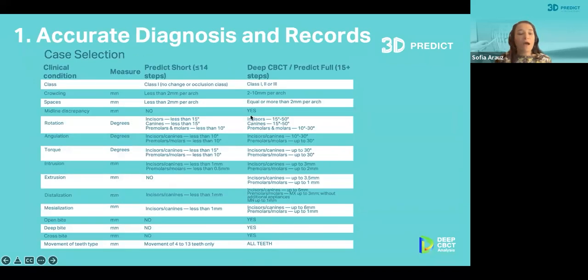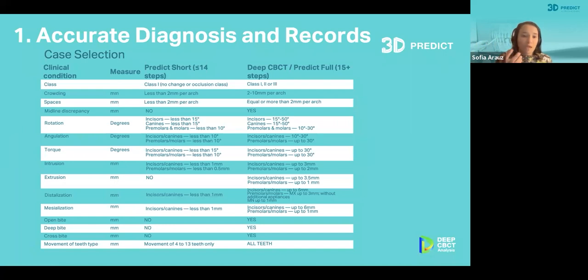Now, accurate diagnosis and records. We have a case selection table. It's very extensive, as you can see, between how you should pick your treatment plan between Predict Short, Predict Super Short, Deep CBCT, Predict Full, right? And Deep CBCT and Predict Full, the only difference between those two is if you have a CBCT or not, obviously.